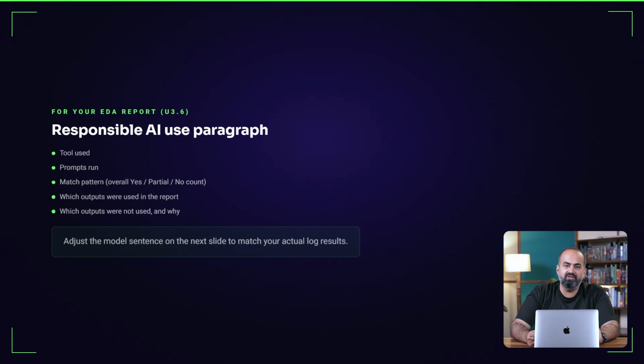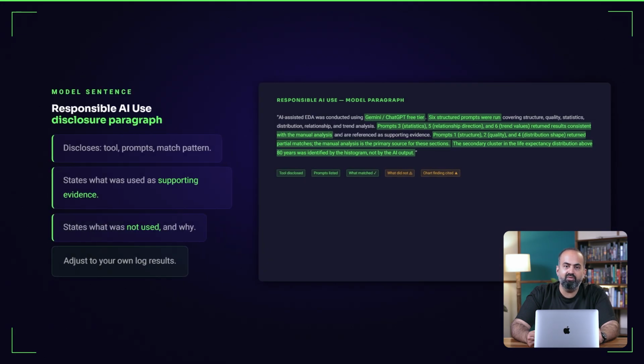You need one paragraph. It should say which tool you used, which prompts you ran, what the overall match pattern was, which outputs you used in the report, and which you did not, and why. Here is a model sentence. Adjust it to match your actual log results. AI-assisted EDA was conducted using Gemini or ChatGPT free tier. 6 structured prompts were run covering structure, quality, statistics, distribution, relationship, and trend analysis.